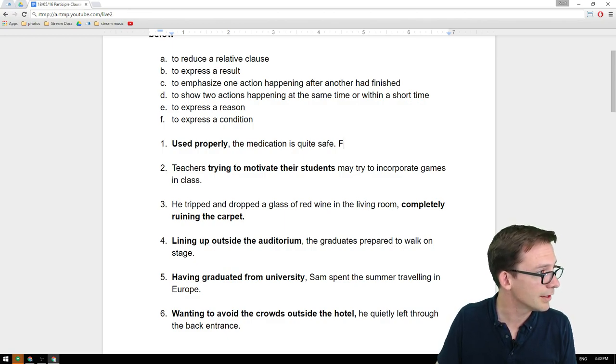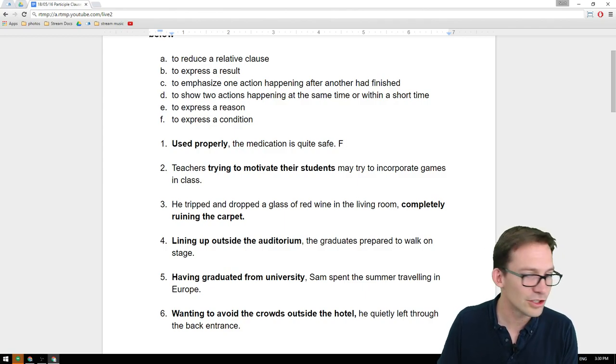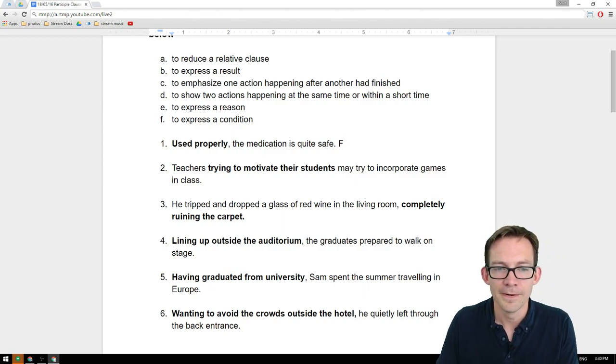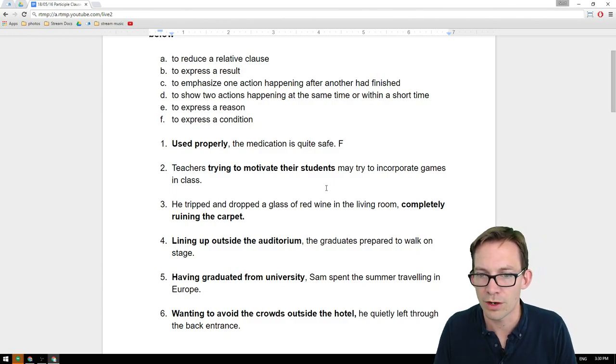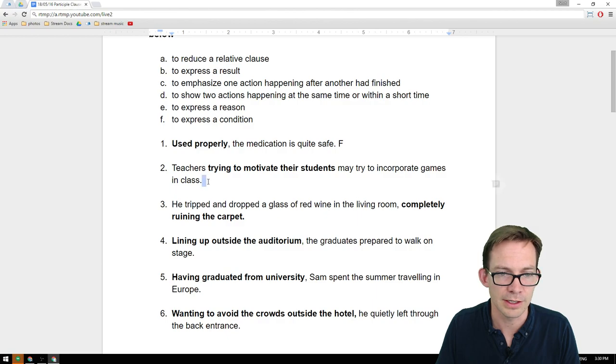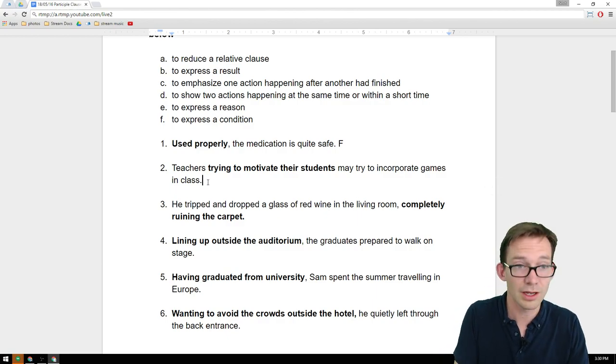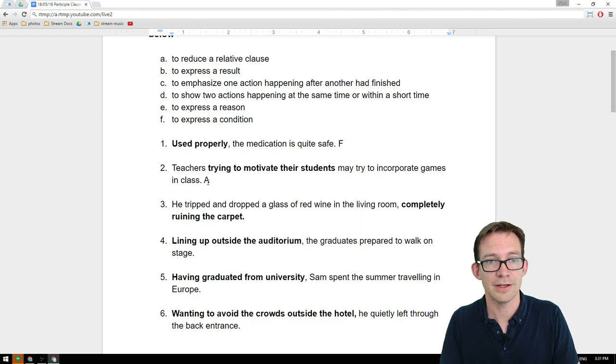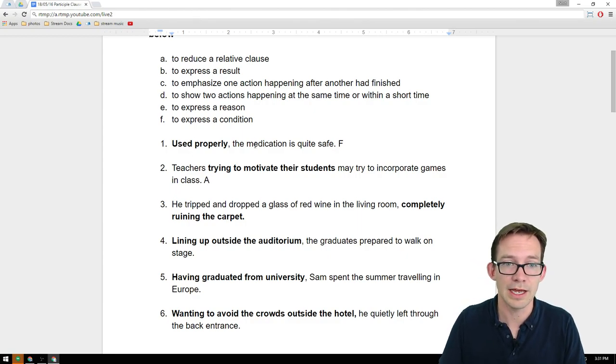Looking around the chat. What do we got for number two? Luciana says two is A. So let's look at number two. Teachers trying to motivate their students may try to incorporate games in class. And Luciana, I think you are correct that that is indeed A.